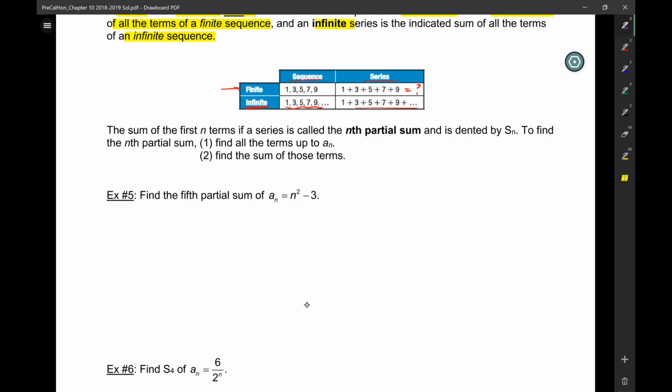If it's the finite one, then it ends at 9. Right, but we're talking about the infinite one. But for all infinite series, would the answer always be infinity? No, it could be negative. Yes. But could it be a finite number? Could it be like 3? How?